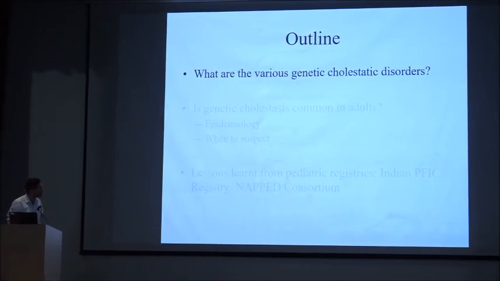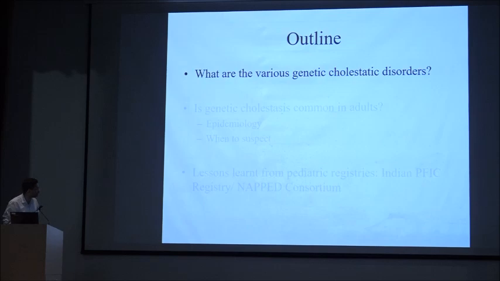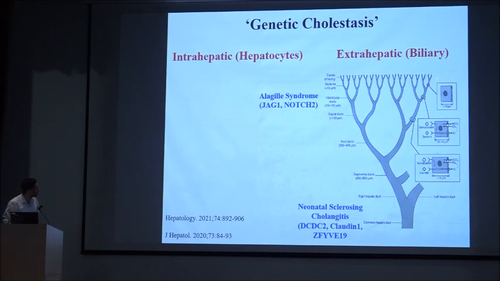There are mainly 5 subgroups of genetic cholestatic disorders. If I may classify them as those involving the biliary tree, then there are 2 main groups. One is the disorders affecting the small interlobular bile ducts, which are between the size of 15 to 100 micron, and these ducts are affected by mutations in JAG1 and NOTCH2, which are involved in bile duct formation. So defect in them lead to paucity of these interlobular bile ducts, leading to cholestasis.